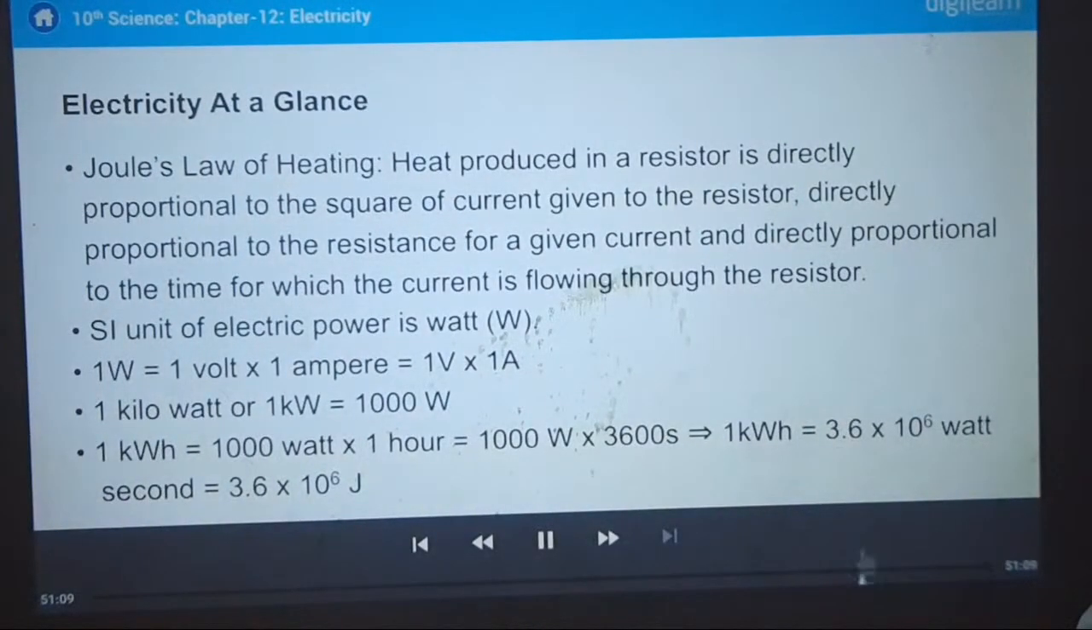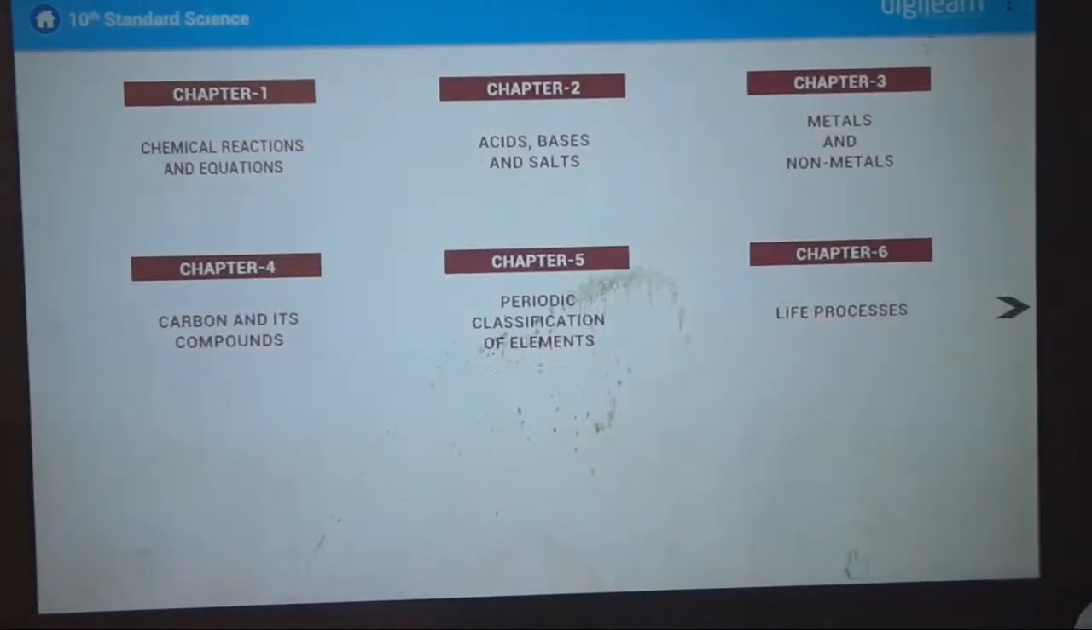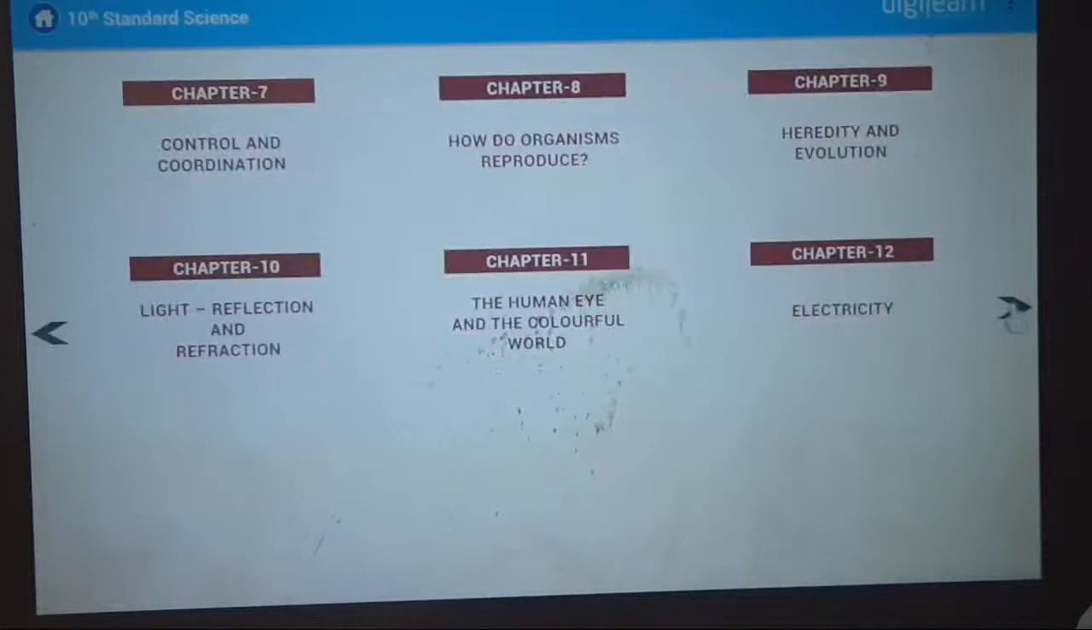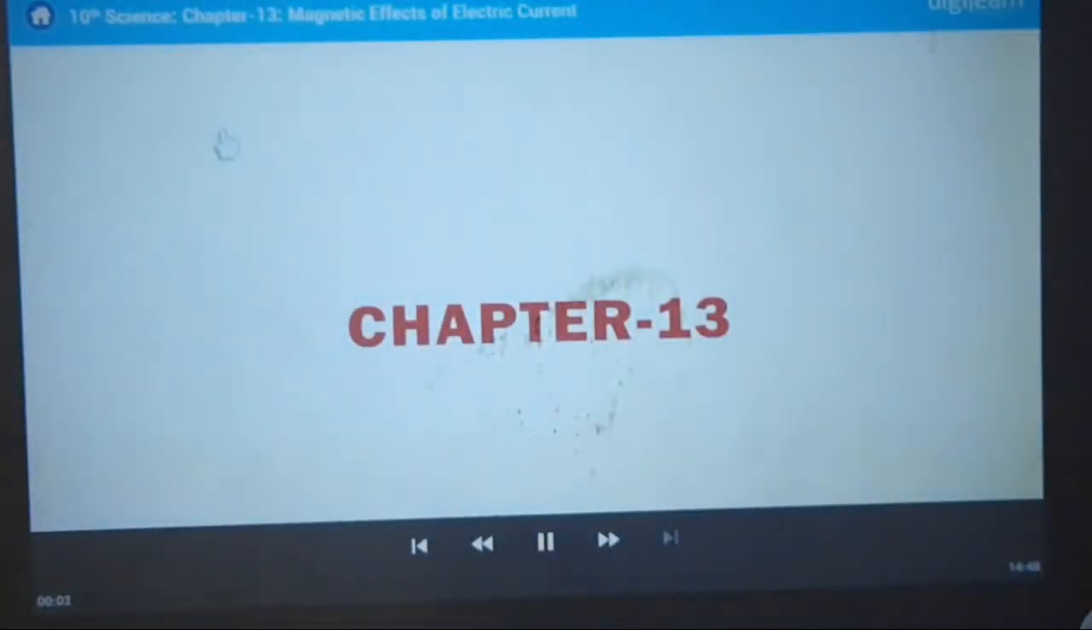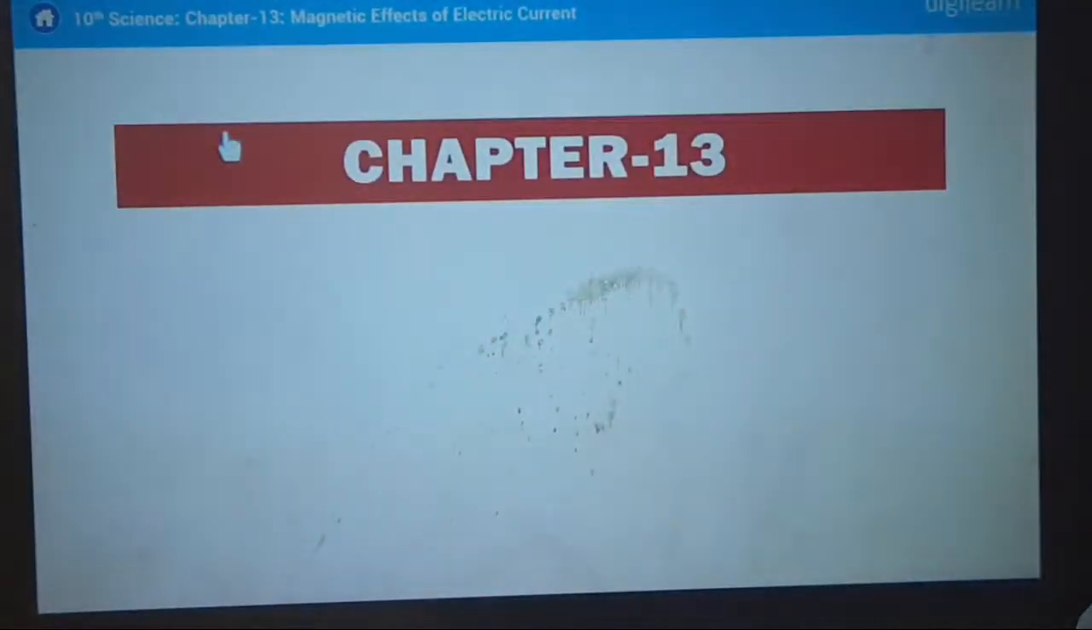Okay, this completes the chapter electricity. Now we'll move on to the next chapter, magnetic effects of electric current. Try to note down the points without missing.